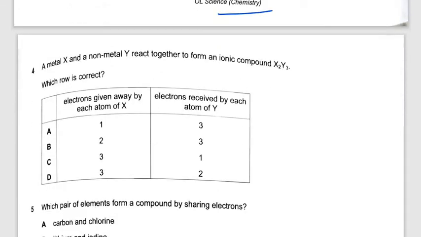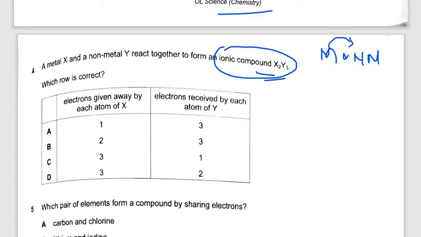Metal X and metal Y react together to form an ionic compound. What is an ionic compound? An ionic compound has an ionic bond. What is an ionic bond? It is formed between a metal and a non-metal, where the metal gives electrons and the non-metal takes electrons. So the metal will always form a cation and the non-metal will always form an anion.